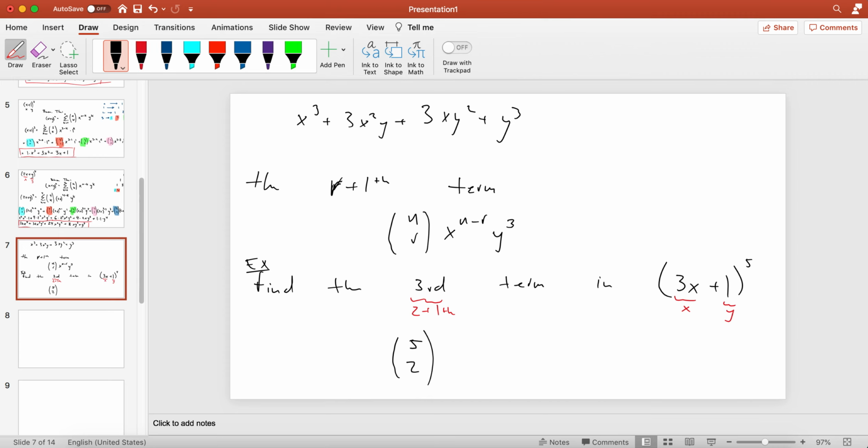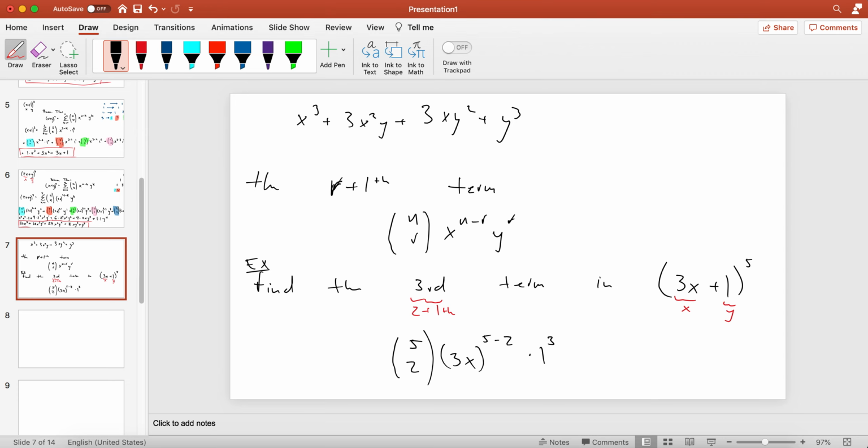So I need to do 5 choose 2, 3x to the 5 minus 2. Oops. Sorry, why did I put y to the third? It should be y to the r. So y, 1, to the second power. So that's how you do this one.